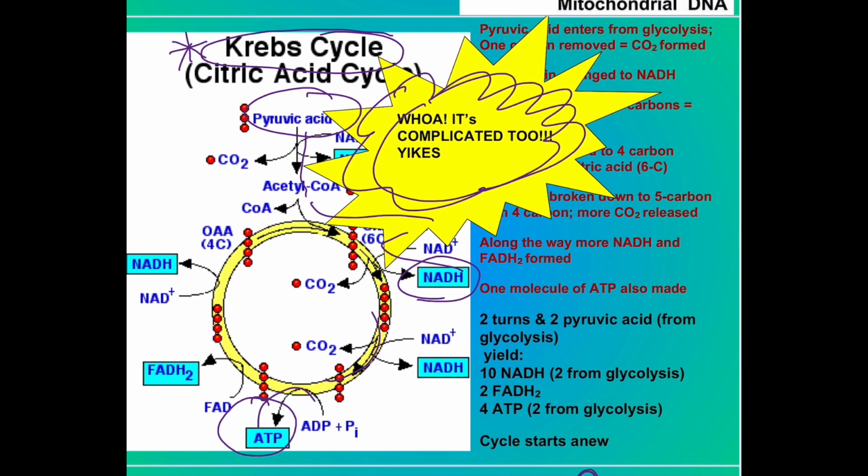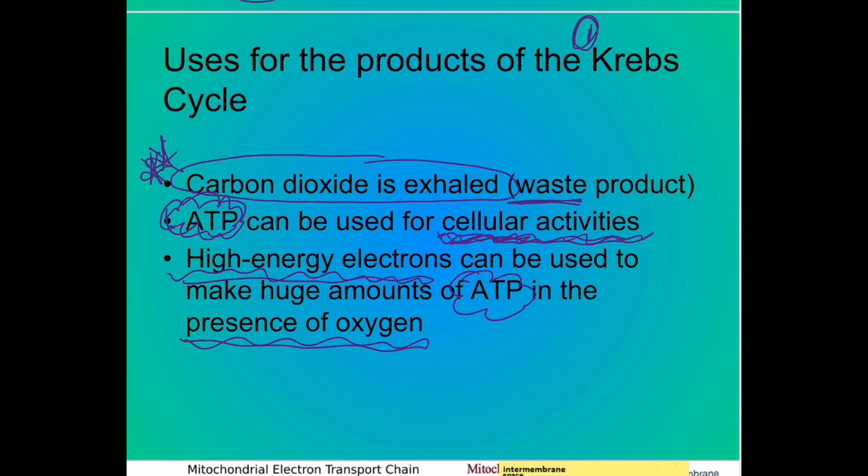You don't need to know these complicated steps here. You need to know the products of the Krebs cycle: carbon dioxide being exhaled, ATP being used for all those cellular activities, and lots of high energy electrons that can make more ATP when there is oxygen present.